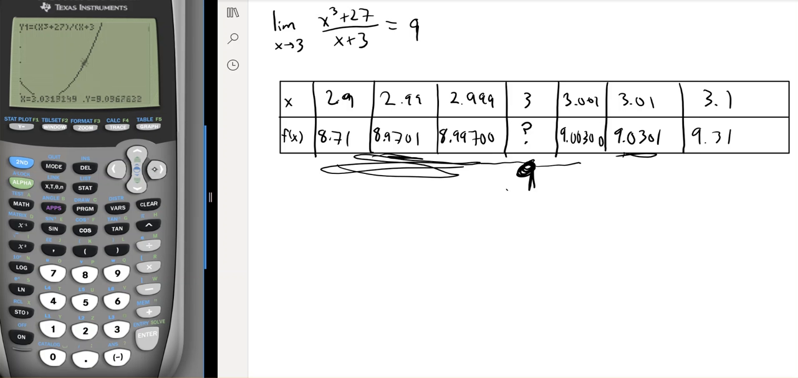Likewise, if I start looking at x values bigger than 3, I can see this is going up. So as the x values get bigger than 3, they're moving away from 9 also. So now I can visually see that.